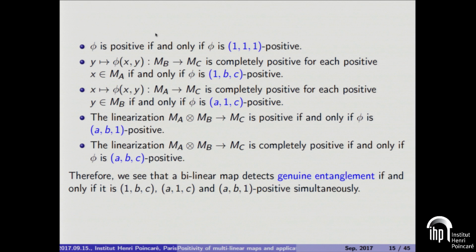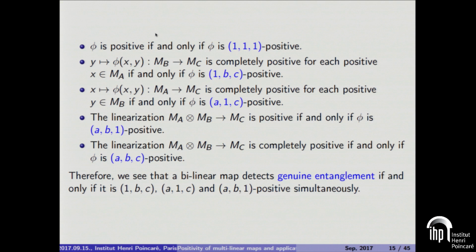The first, the just positivity we defined, is nothing but just one-n positive. And this notion is nothing but the one-BC positive. The small b is, of course, the dimension of the B parties, like this. Then this is nothing but the A-1-C positive. This is nothing but AB-1 positive. And this must be just ABC positive. So this is nothing but a bilinear analog of Choi's theorem, which says that a completely positive linear map between n by n matrices is equivalent to just n-positivity.